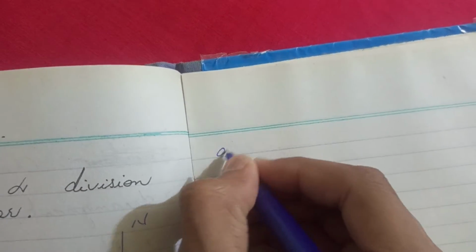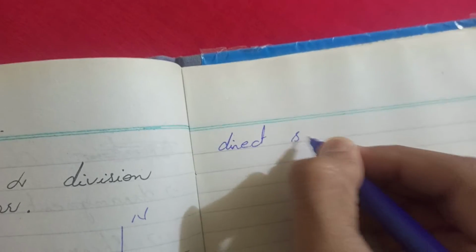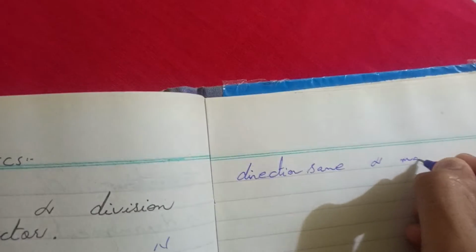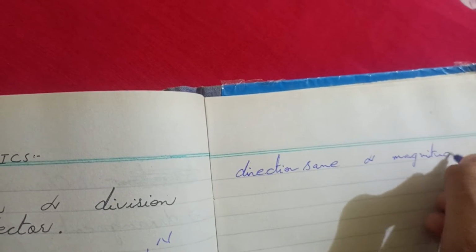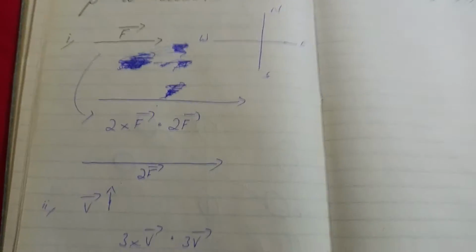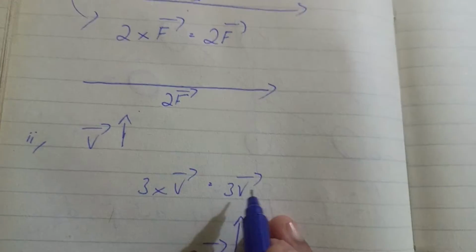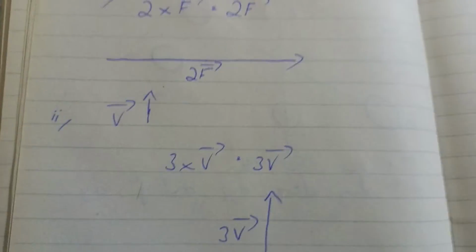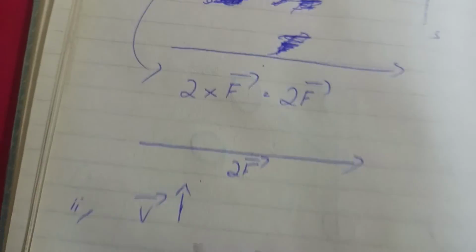Remember one thing: whenever we multiply by a positive number, the direction will be the same and the magnitude different. This is the first condition. As you can see, I have multiplied this number to the vector, and the magnitude has changed, but the direction is still the same. It was going to the north, and now it is still going to the north.